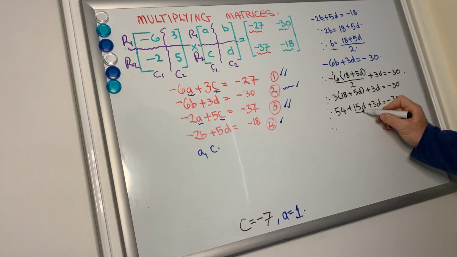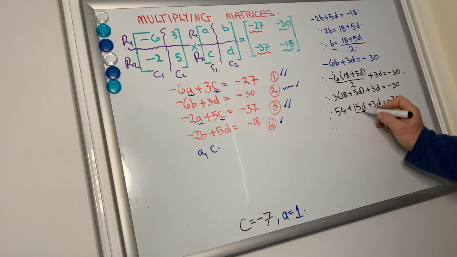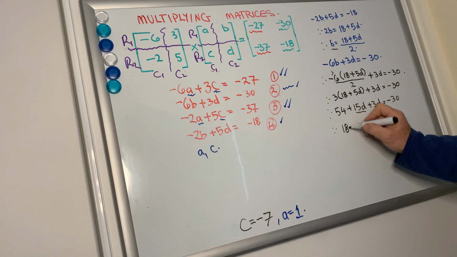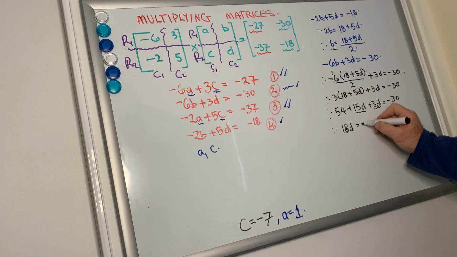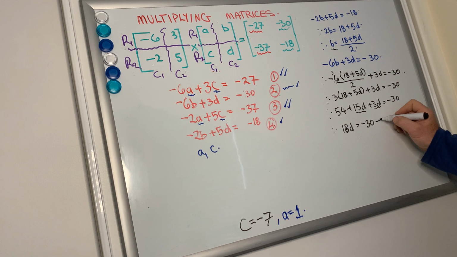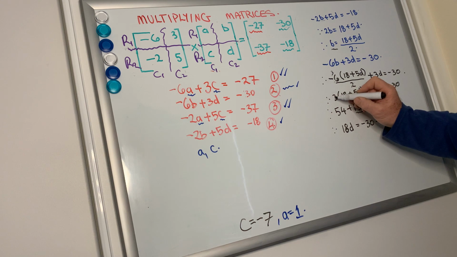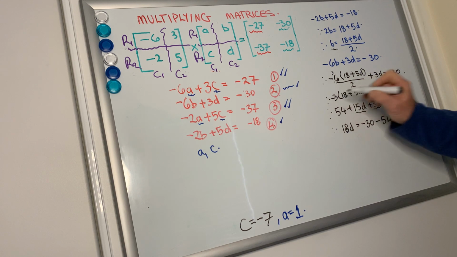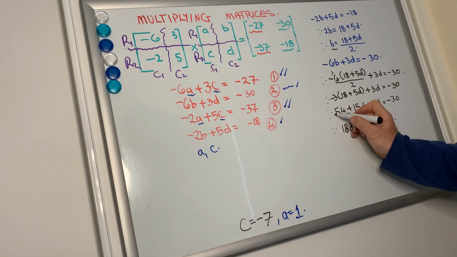Therefore, now we can collect these d's and put the 54 on the other side. 15 and 3 is 18, so 18d is equal to minus 30 minus 54. Actually, sorry, let's go back. I've just realised that should be a negative. I've missed a negative and missed a step there. Let me go back. Sorry, guys.